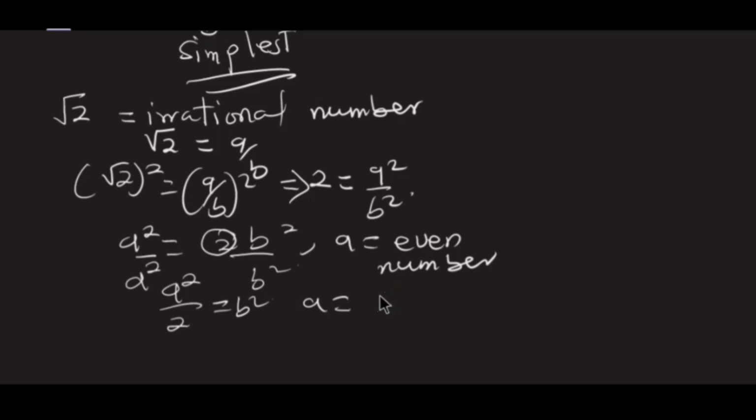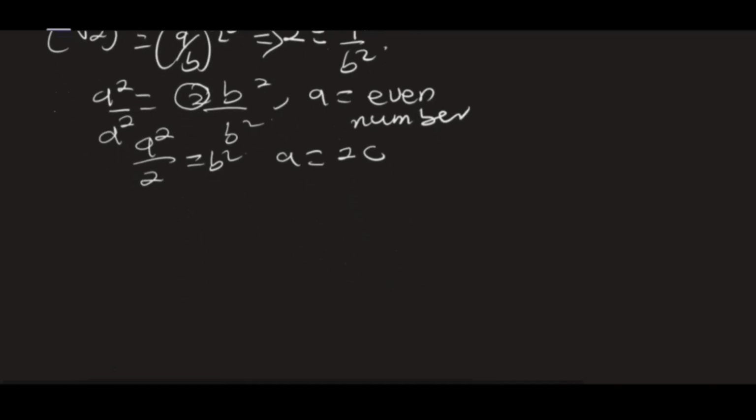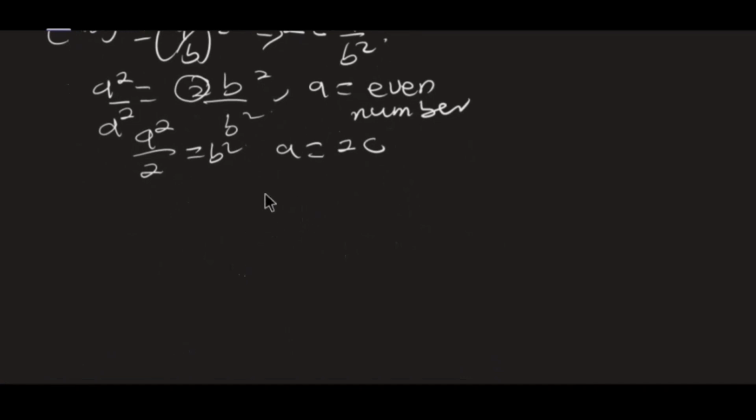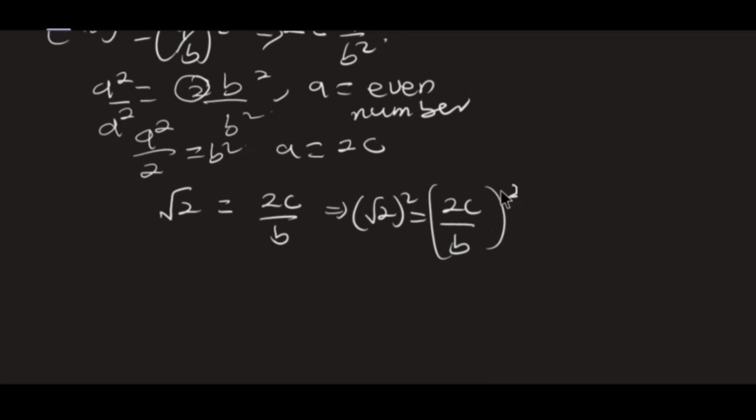How do I get a random even number? If I take a constant, an even number is twice a constant. So let's say 2c. So now I've chosen a value for a. Once I have a, I come back to my formula. Square root of 2 is equal to a over b, but here it is going to be 2c over b. Then I can square both sides to get square root of 2 all squared equals 2c over b all squared. And now square root of 2 all squared will give me 2 is equal to 4c squared over b squared.